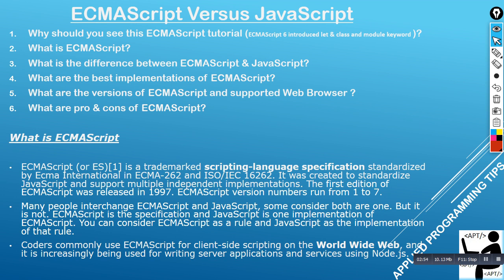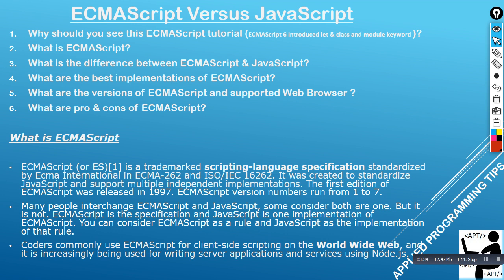As I said earlier, many people interchange ECMAScript and JavaScript. Some consider both as one, but it is not. ECMAScript is the specification and JavaScript is one implementation of that. So you can consider ECMAScript as a rule and JavaScript as the implementation of that rule. Coders commonly use ECMAScript for client-side scripting on the World Wide Web, and it is increasingly being used for writing server applications and services using Node.js. I'm sure you are aware of Node.js, right? So I think it is clear what ECMAScript is.